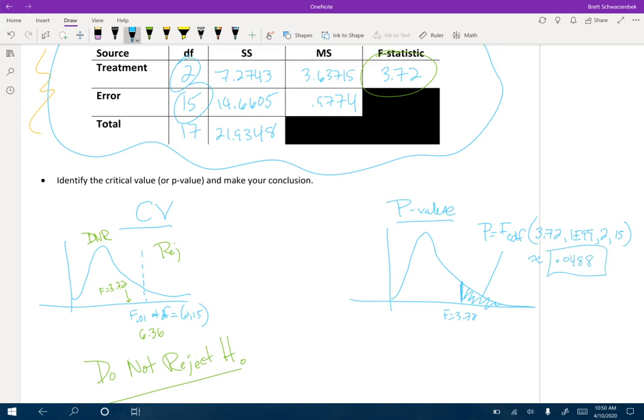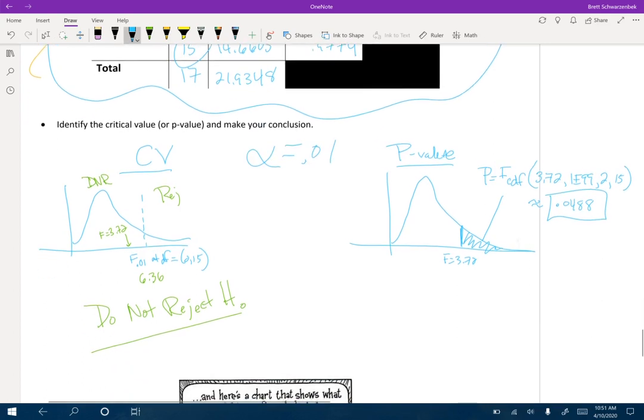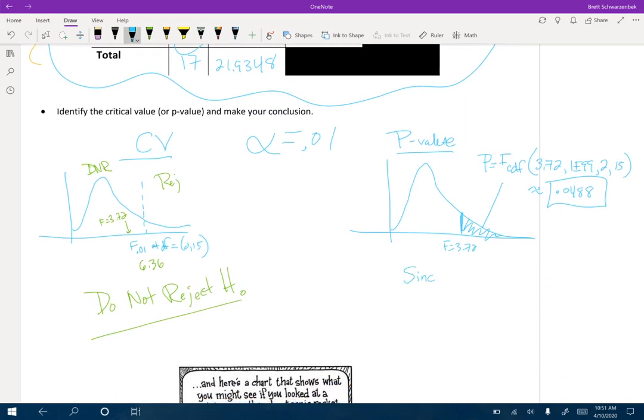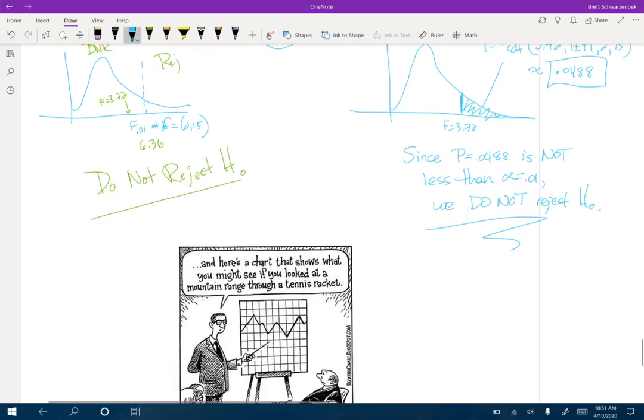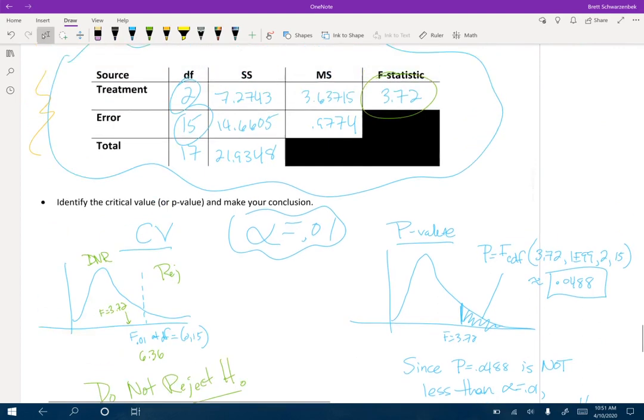So remember, we are at alpha equals 0.01, so since p equals 0.0488 is not less than alpha 0.01, we do not reject H naught. Okay, so same conclusion for both. That's obviously really important because it's just an alternate way of doing it. But this is the test. This is how it's done. I gave you an example of each.